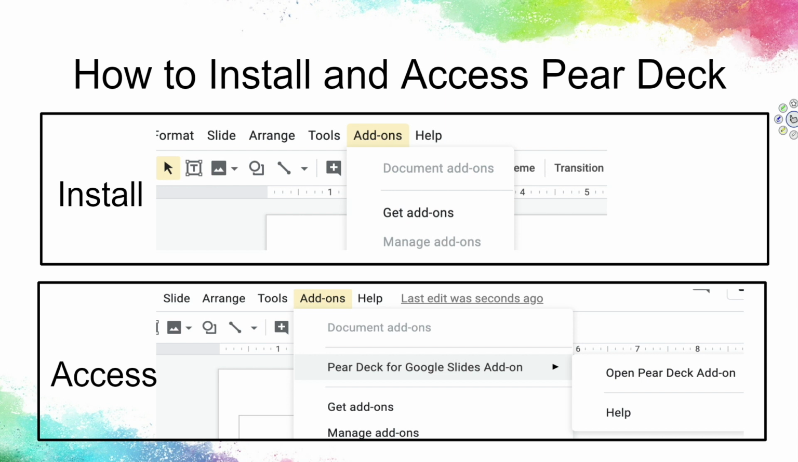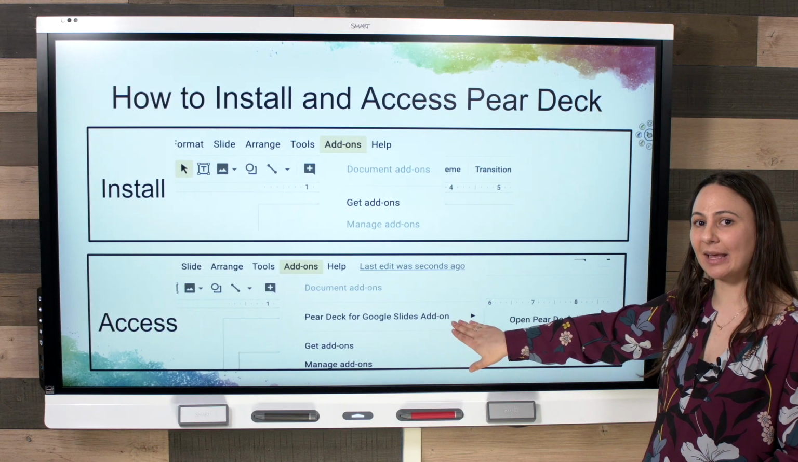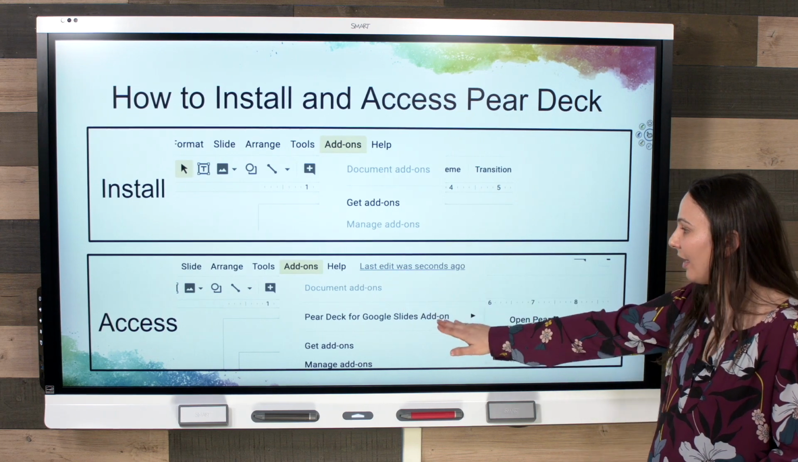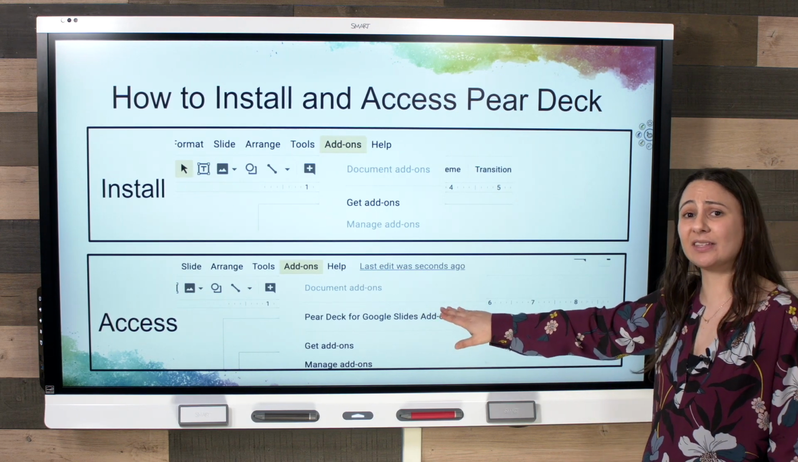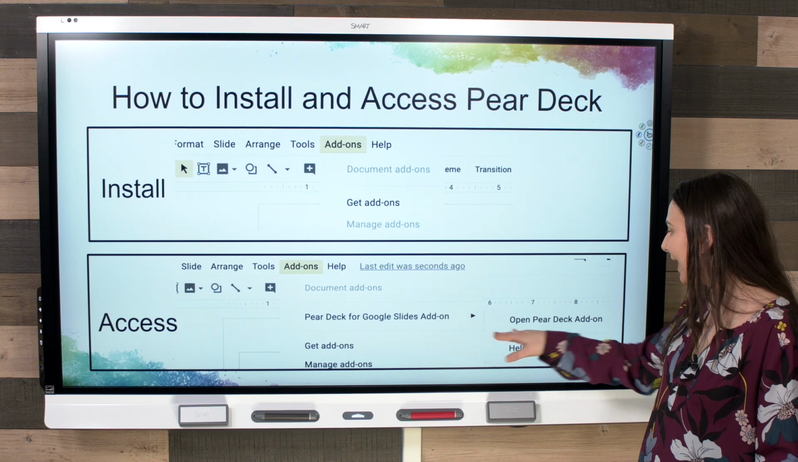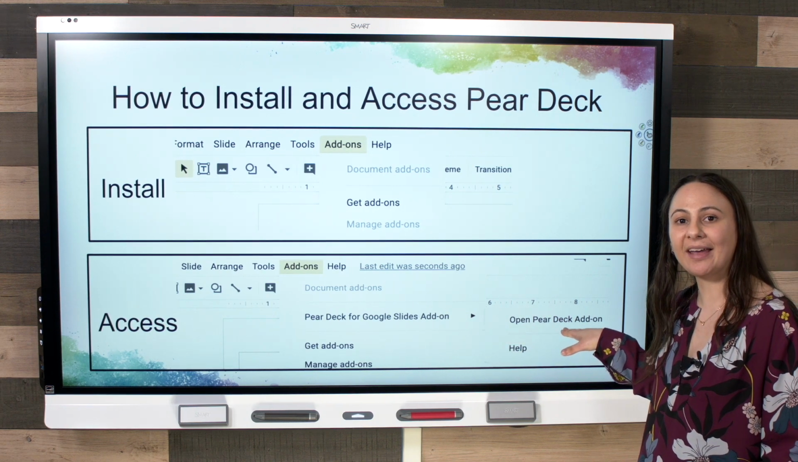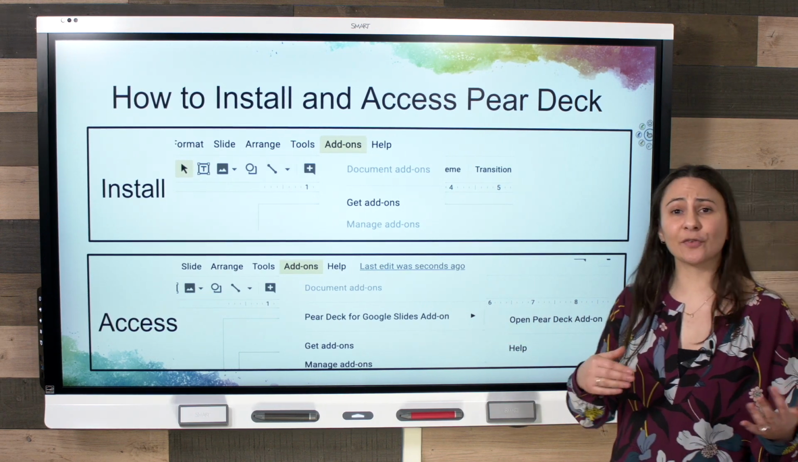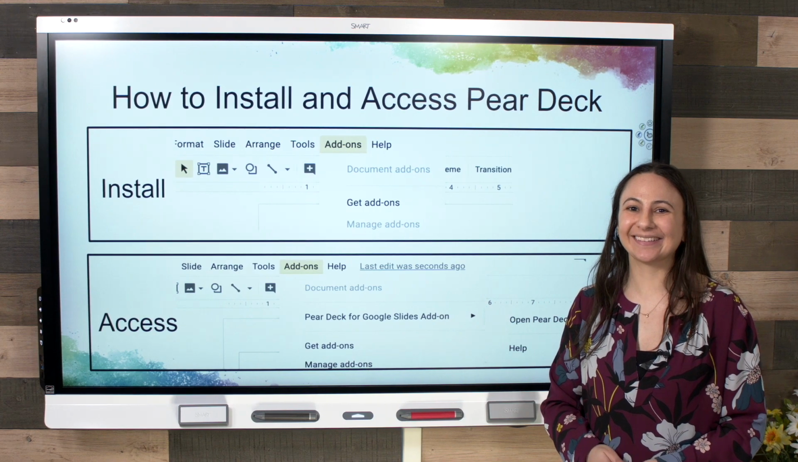Now you may find, depending on if you have a G Suite for Education or how your administration has set up your domain, that you already have Pear Deck listed there. So while it might be listed, you might still need to go through and enable some of those permissions. Now when we're ready to access, we're going to do it in the exact same place. We're going to go to Add-ons. Then we'll see any add-ons that we have listed, including our Pear Deck. We're going to select that and then click on Open Pear Deck Add-on. So let's head over to the computer and I'll show you how to do that.